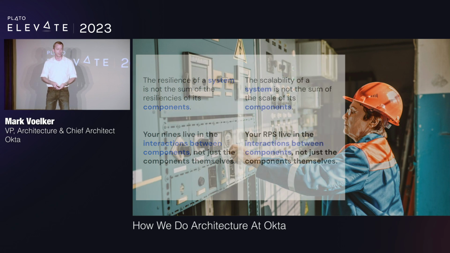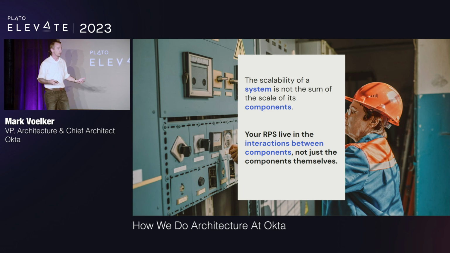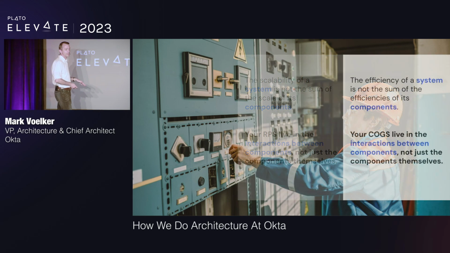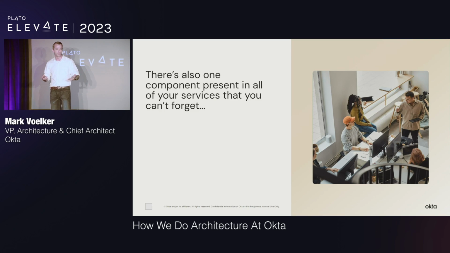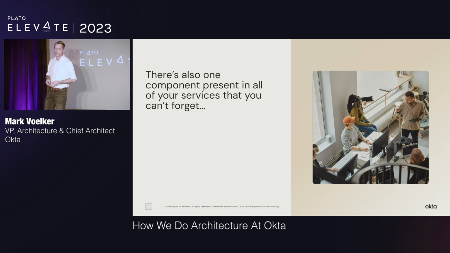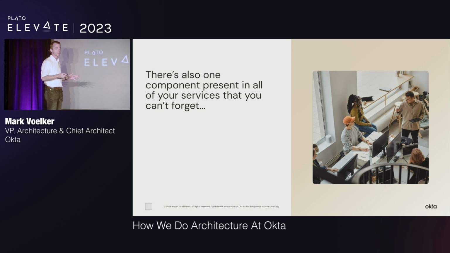And we could go on and on about this. If you think about the scalability of a system, if you want to squeeze extra requests per second out of the existing infrastructure that you have, you need to look at the interactions between the parts, not just the parts themselves. If you want to look at the efficiency of a system, you're going to find those extra COGS savings in those interactions, not just in the parts. So we could go on, but you kind of get the picture here, right? The components of a system interact, and those interactions are hugely important to architecture. Architecture is really the study of how components interact.